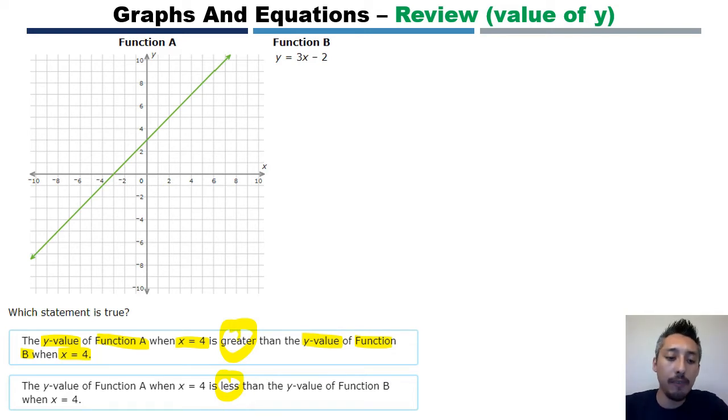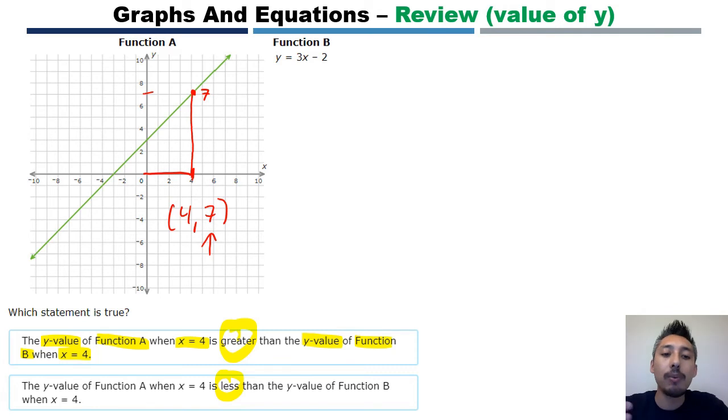For function a, when x is equal to 4, okay, so x is side to side. So if x is equal to 4, there's 4 right here. Let's find y. Y is going to be right here, which looks like it's going to be a 7. So that means that when x is 4, y is 7. So that's my y value for function a.